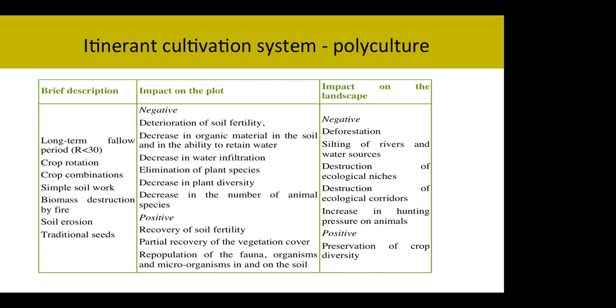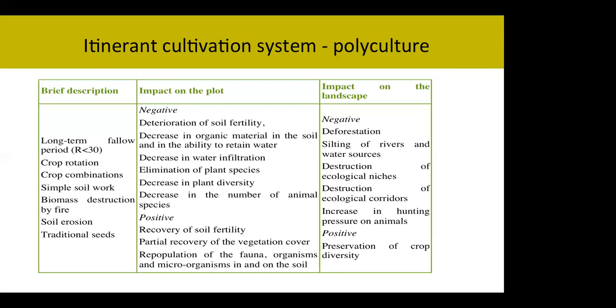We will look at the impact on the landscape. The impact on the landscape means, in general, if you look at the landscape like a community, what is the impact of this type of system? It leads to deforestation. There's silting of rivers and water sources. There's destruction of ecological niches. There's destruction of ecological corridors. There's increase in hunting pressures on animals.